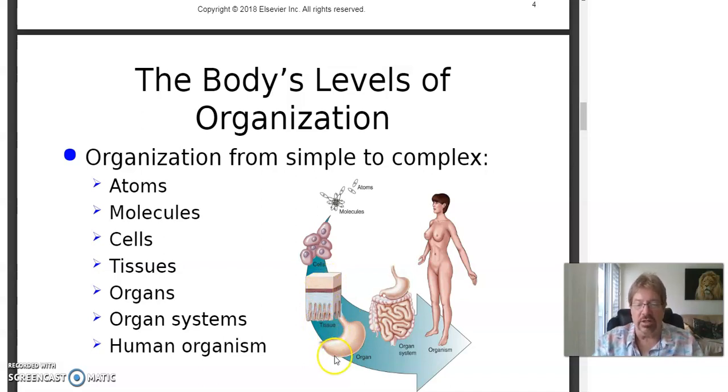Specialized tissues make up organs. In this sense, it's the stomach. Groups of organs form organ systems. In this case, the digestive system. And then the various organ systems of the body make the complete person or organism.